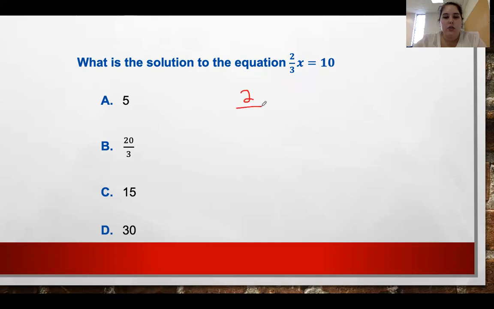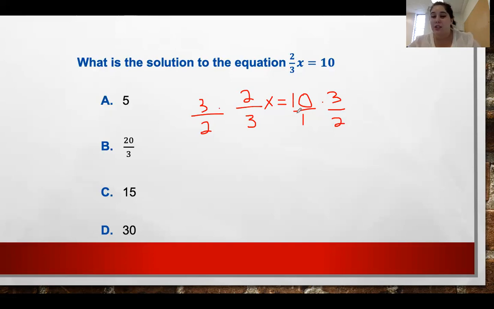So we're going to take our 2/3 x, and we're going to multiply by the inverse of what we're multiplying x by, which is going to be 3/2. So we're going to divide 10 by 1, because anything can be written as a fraction. All our numbers can be written as a fraction. So 10 is the same thing as saying 10 over 1.